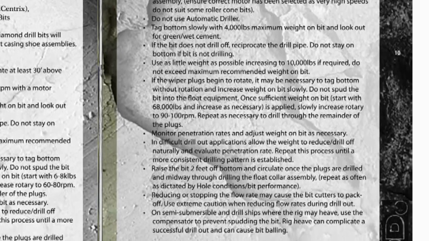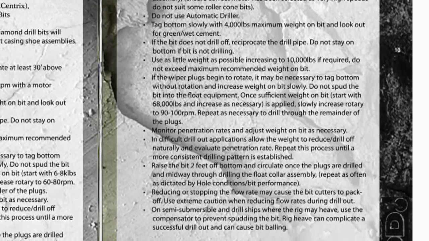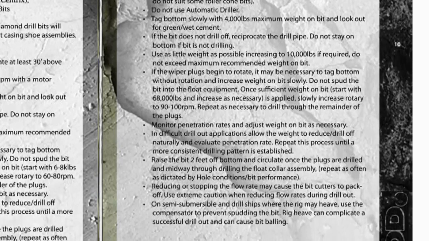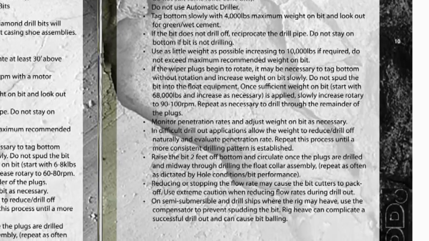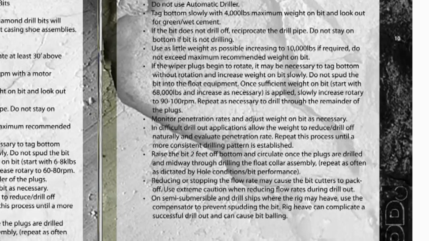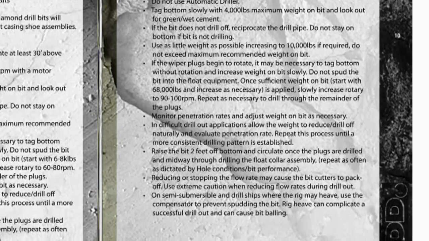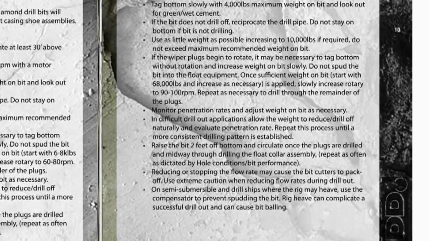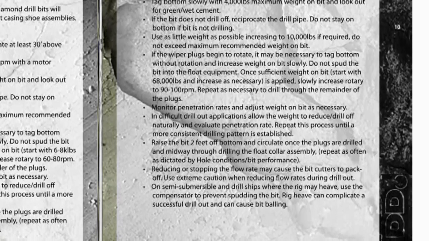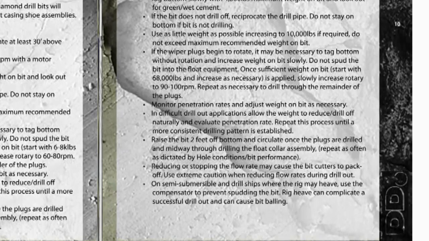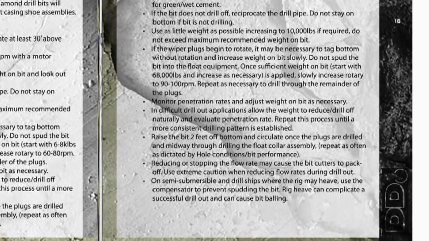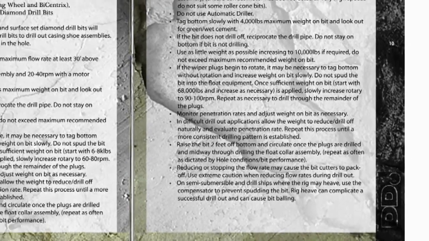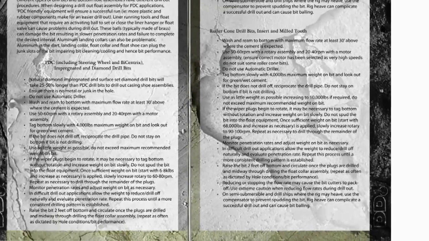Raise the bit 2 feet off bottom and circulate once the plugs are drilled and midway through drilling the float collar assembly. Repeat as often as dictated by hole conditions or bit performance. Reducing or stopping the flow rate may cause the bit cutters to pack off. Use extreme caution when reducing flow rates during drill-out. On semi-submersible and drill ships where the rig may heave, use the compensator to prevent spudding the bit. Rig heave can complicate a successful drill-out and can cause bit balling.